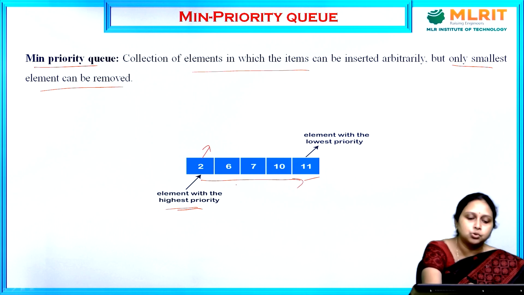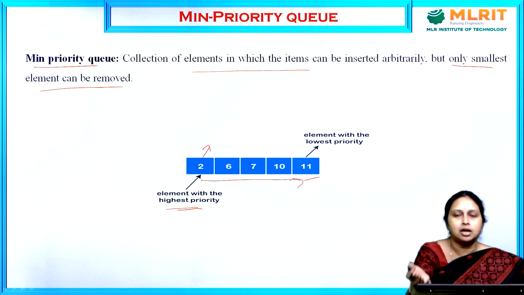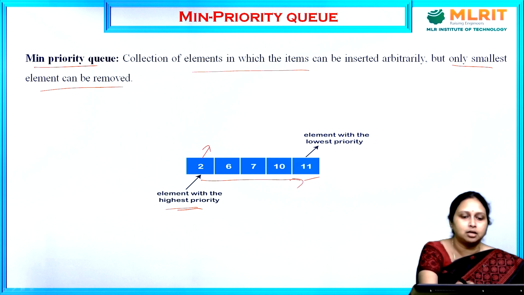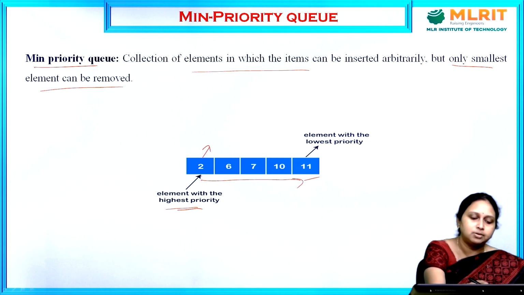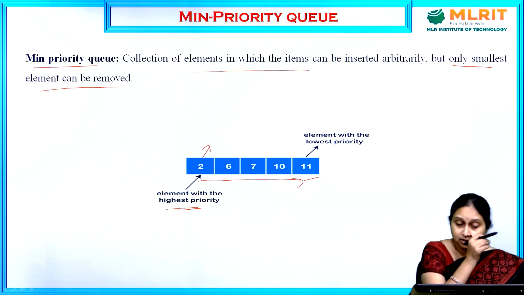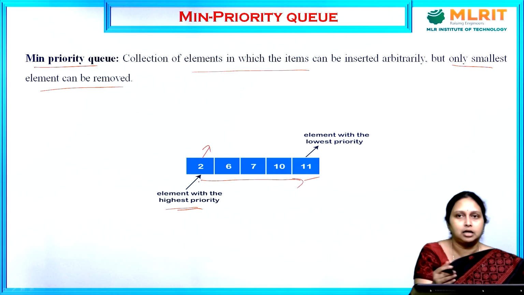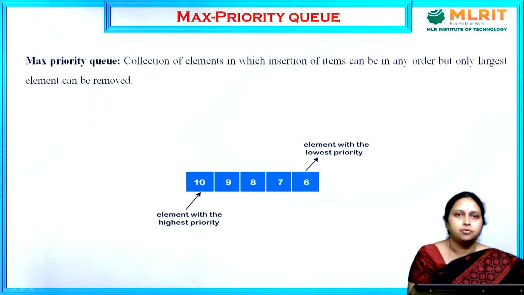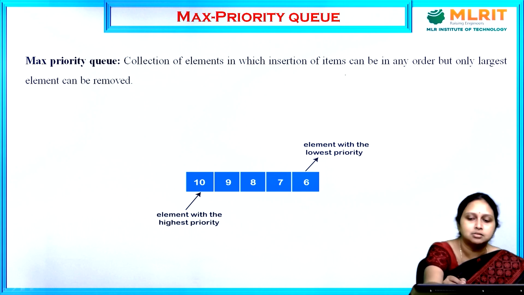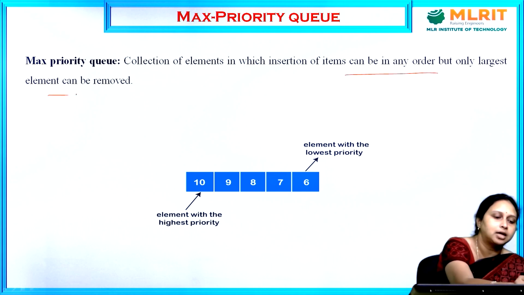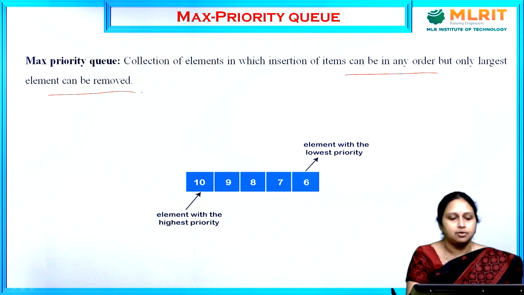Either you can store them in an increasing order, so that the least element is stored in the first priority place and you can delete accordingly. Otherwise you can store it in any random order, and based on that also give the priority for it, and we can delete it. This is one way. And max priority is where you can insert the elements in any order, but the largest element can be deleted first. These two methods are there.